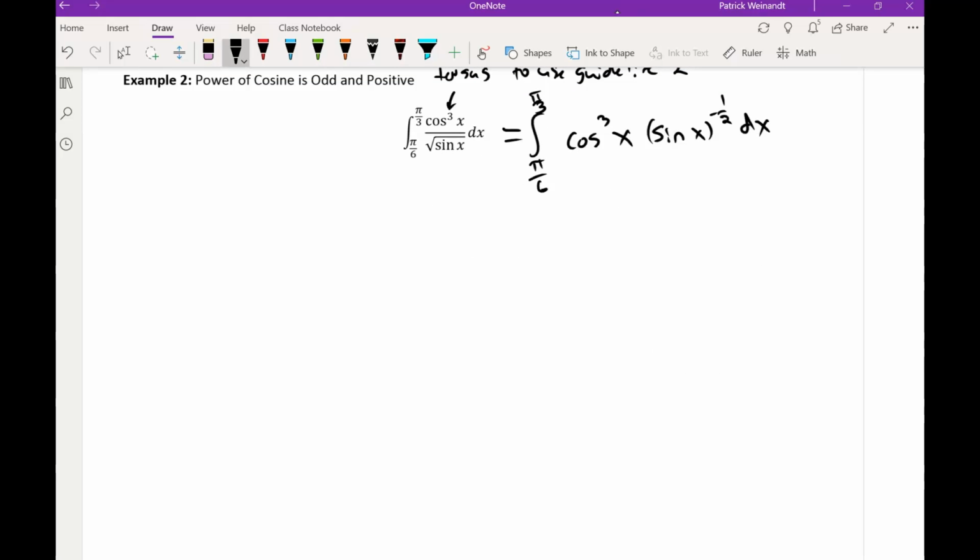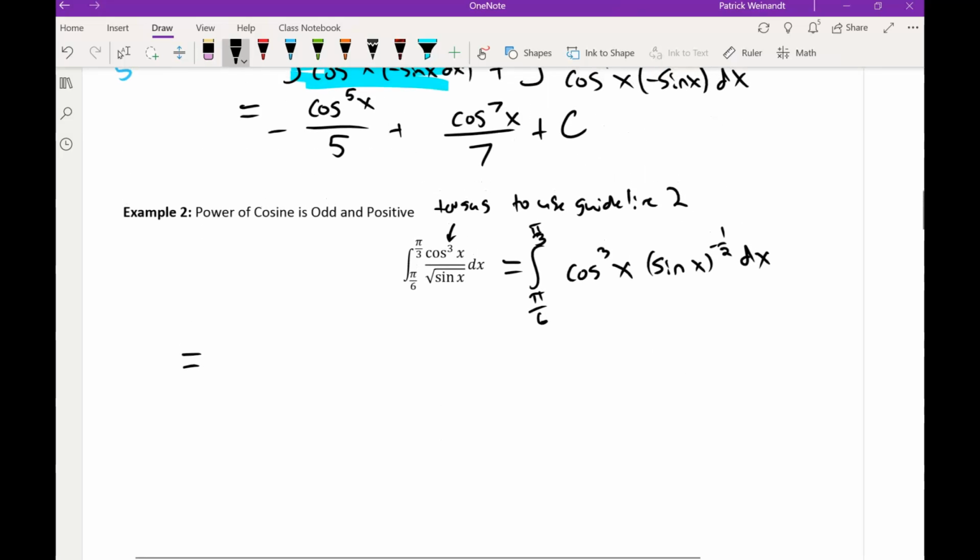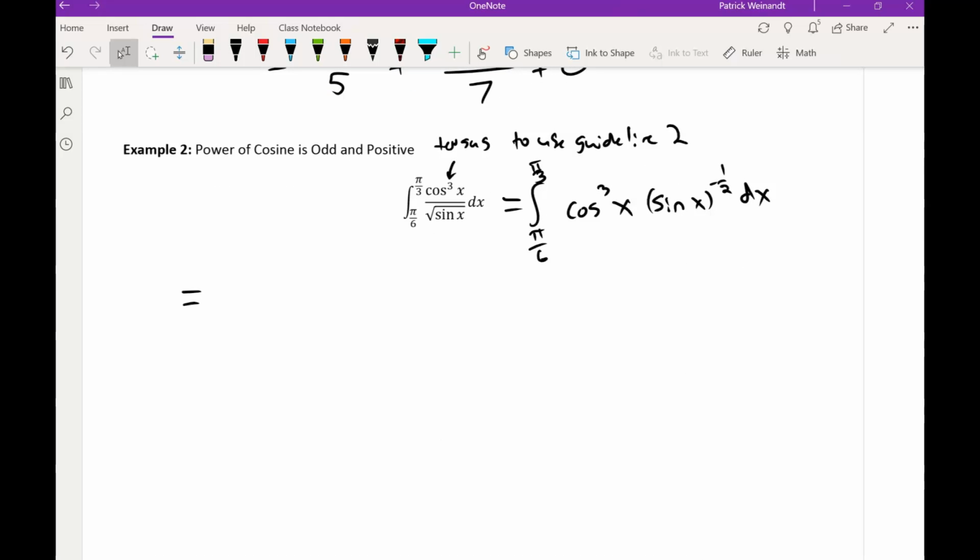And then we can start applying that guideline, which tells us we want to factor out a single cosine and then convert everything to sine. That's what guideline 2 tells us to do. So convert everything to sine, leave one cosine, that will become our du. And then we are going to integrate. So basically, when our cosine has an odd power, we know our u is going to equal sine of x, our du equals cosine of x dx. That's why we leave a single cosine of x.